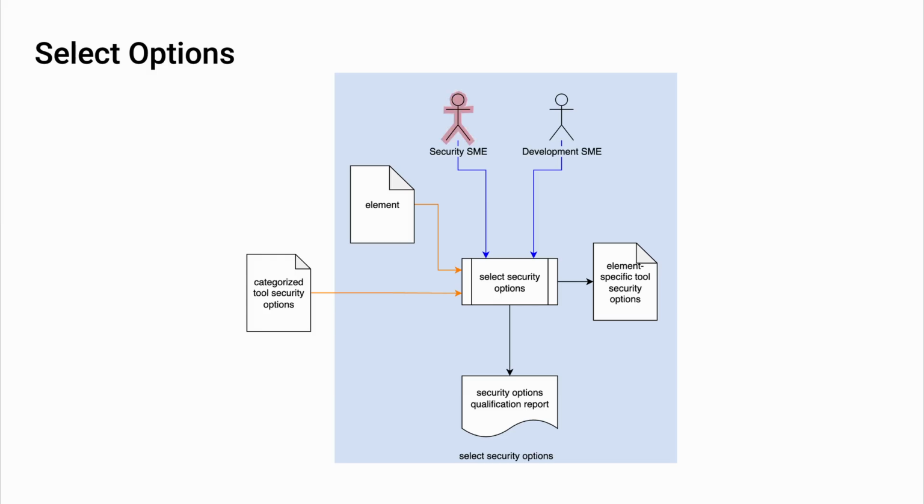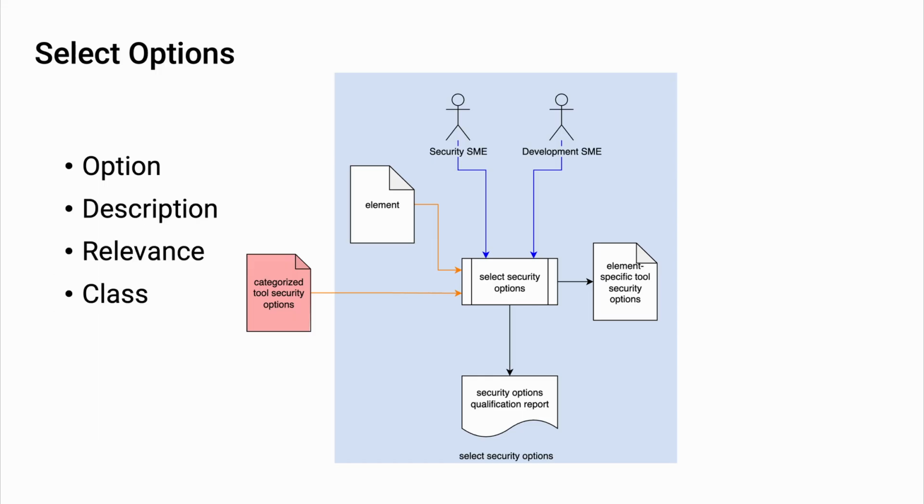The cybersecurity SME needs to be working with the development SME on this because every element has its own particular set of circumstances. And our intent here is to utilize all of the information that we have, and that's the option, its description, its cybersecurity relevance, its bug class, input memory or data, and its category to ensure that we focus on what's important. We're going to look at each and decide which ones are applicable to the element. That gives us a set of element-specific tool cybersecurity options.